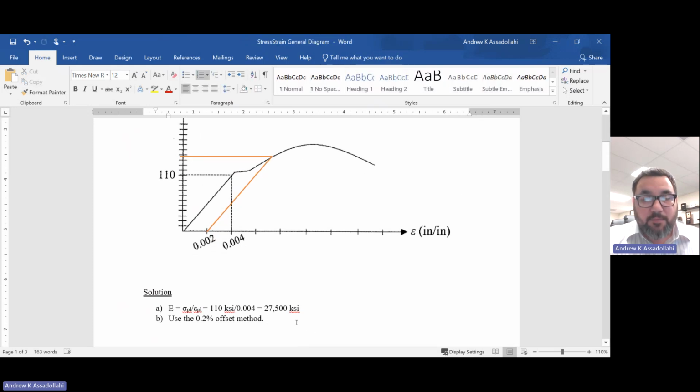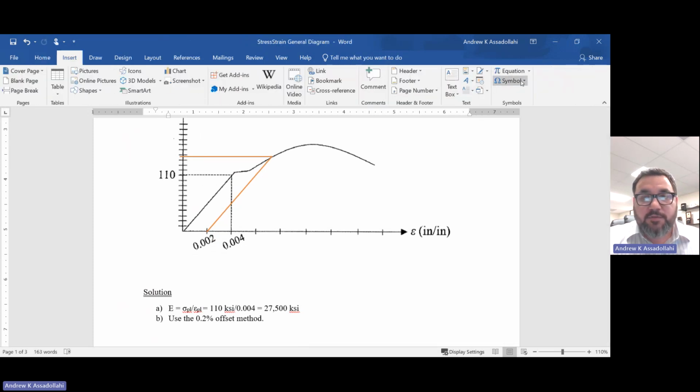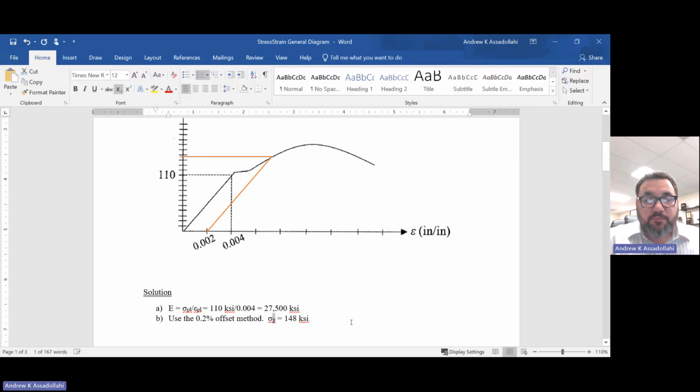So I'm going to come here and go insert symbol sigma sub y, and that's going to be about 148 KSI. I'm going to use a subscript on y just to make my formatting look a little bit more professional. Now, that is part of my answer, right?